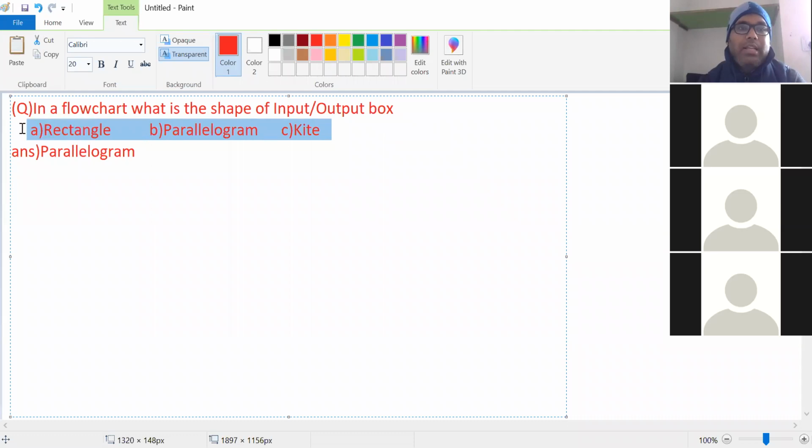These are all quadrilaterals, okay? Rectangle is also one of the quadrilaterals. Parallelogram is also one of the quadrilaterals. Kite is also one of the quadrilaterals. All those things Tufan sir will take in your math class. If not yet covered, he will cover them in the coming sessions. So the answer is parallelogram, right? Now the next question.